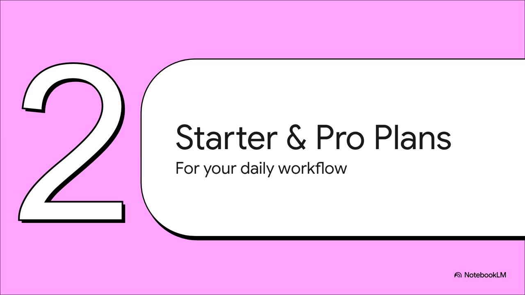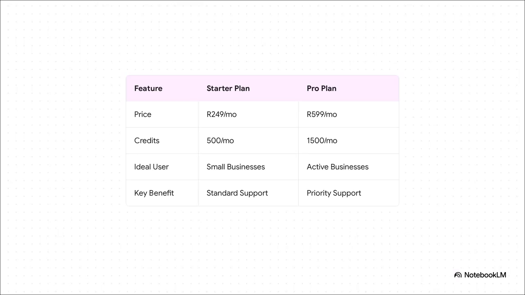We're now moving into the plans built for professionals and small businesses who really want to start boosting their productivity. Let's put the two most popular options head to head, Starter and Pro. For $249 a month, the Starter plan gives you a solid 500 credits. If you're maybe writing a few blog posts or generating social content each month, this is probably your sweet spot. But if you're really leaning into AI for daily content, for answering customer emails, for creating reports, you're going to burn through those 500 credits pretty fast. That's when the Pro plan, with its 1,500 credits, makes a whole lot more sense.